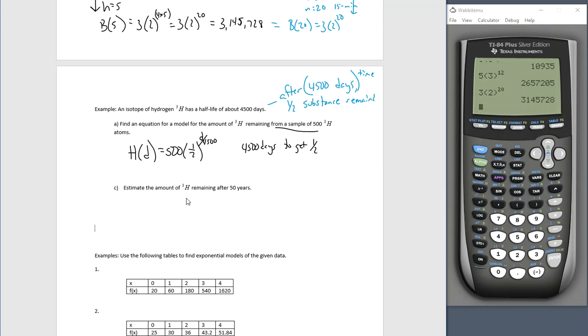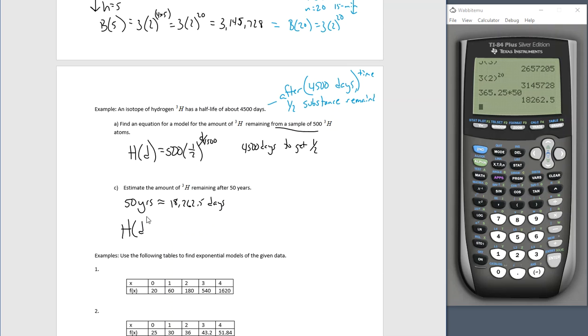So in order to estimate the amount of hydrogen-3 remaining after 50 years, I'm going to give an approximate number of days. There are 365.25 days in a year, which allows us to adjust for leap year throughout these 50 years. 50 years is approximately 18,262.5 days. And we know it's not 0.5, but close enough is good enough.